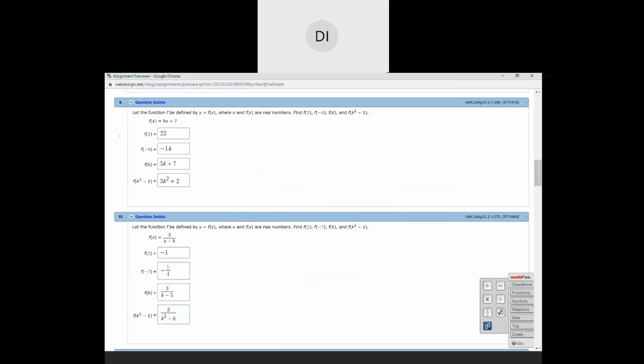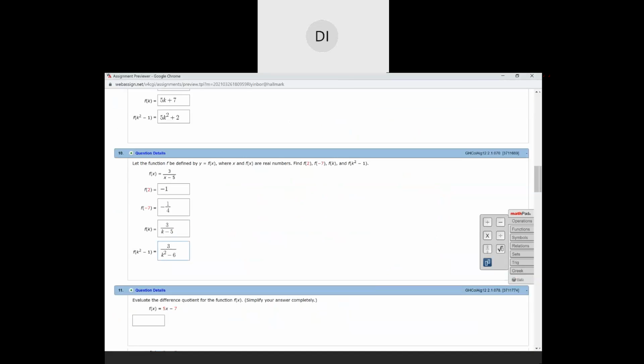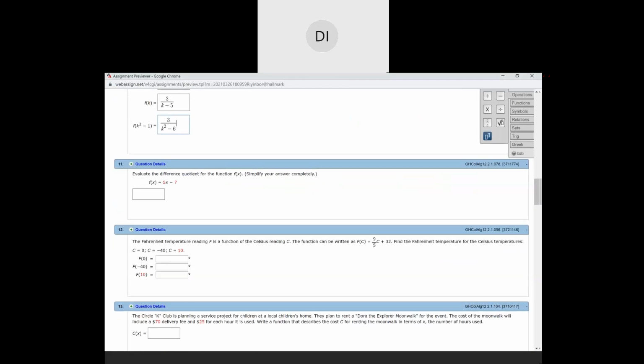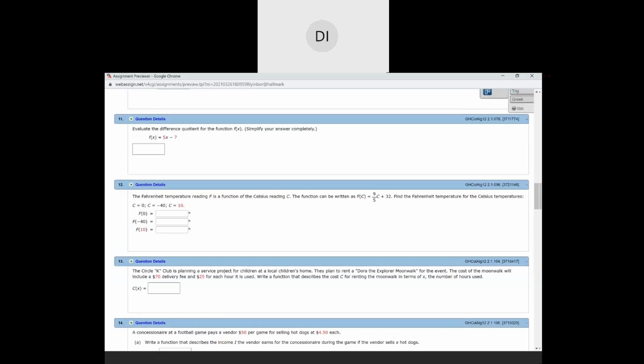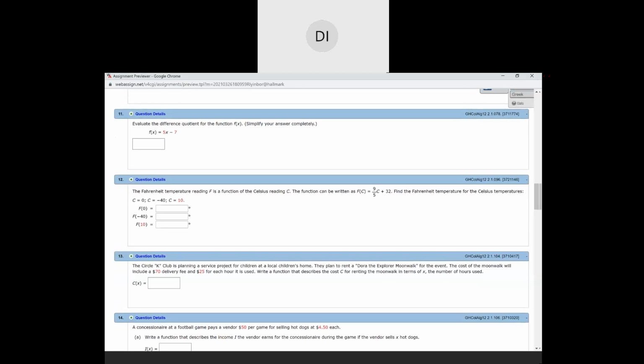Then you're going to go to the next one. Okay, the next one I'm going to give you a shortcut. The next 3, I'm going to do the next 3. I'm going to give you a shortcut for this one. With the difference quotient, there's a big formula for that, but I'm going to give you a shortcut. So the shortcut is the difference quotient.